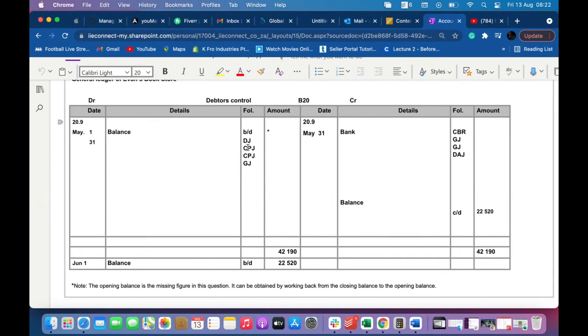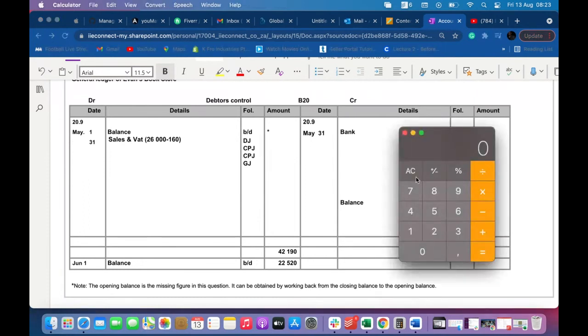So to rectify this, we now need to come in, and you can see they have erased our opening balance, because remember they said our opening balance is wrong. So we need to correct that as well. So here we're going to write sales and VAT, and then we're saying 26,000 less 160, because we now have to reduce that amount, we need to remove it. So that gives us what? Let's see, how much do we get?